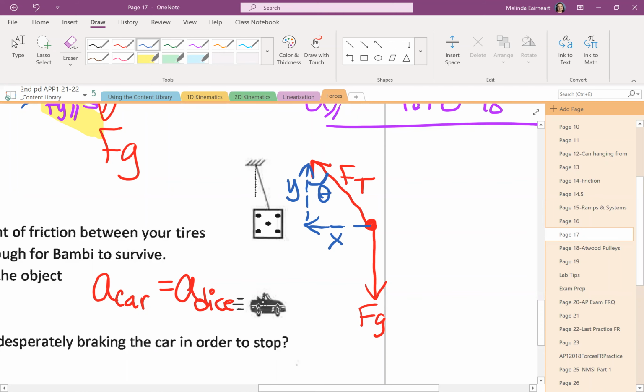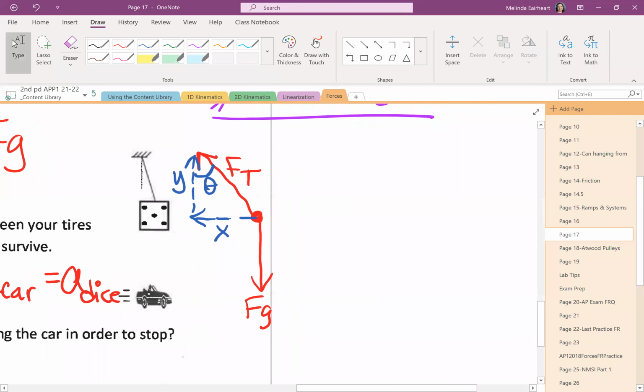Okay. And so our FNet statements are going to be what? FNet X, there's only one. Now I haven't determined the forward direction. I'm going to go with forward for everybody. The car and the dice, based on the little picture given, would be to the right. Well, there's no rightward force on the die. There's only a leftward tension pulling it back, right? And so it would be a negative FTX.